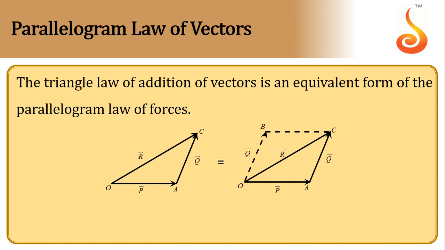And as a matter of fact, the triangle law of vector addition is an equivalent form of the parallelogram law of vectors, or say forces. That means if I consider two vectors P and Q, then the resultant vector points along this direction. But if you represent it in the form of the parallelogram law, this is P, this is Q, then this is the resultant. So if you observe, this and this are the same thing. It is as if the two triangles are completing the parallelogram, right?